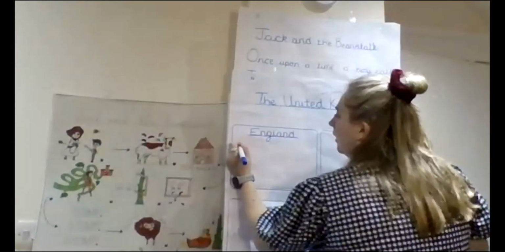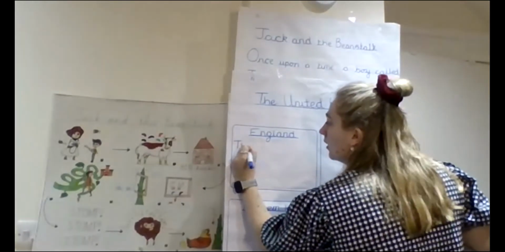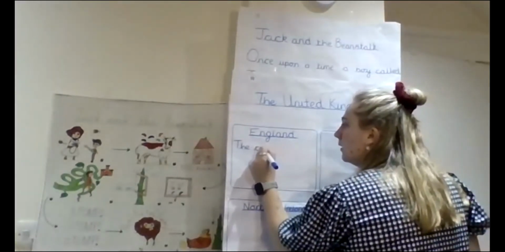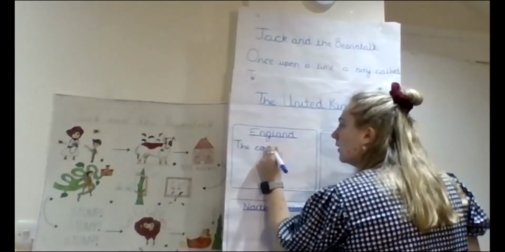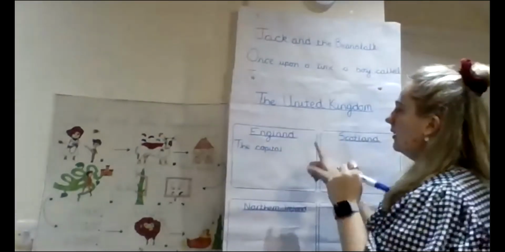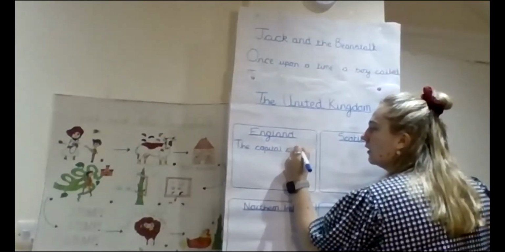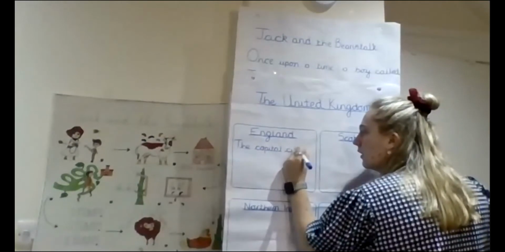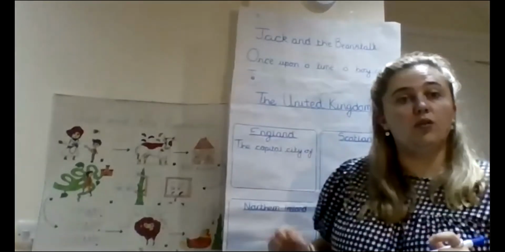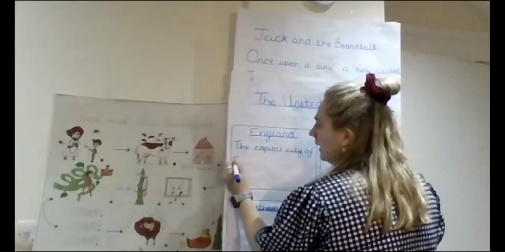Okay. Capital letter, the finger space, capital, city. Now, city's tricky because it doesn't begin with an s, even though it sounds like it. City of, capital city of England is London. England.